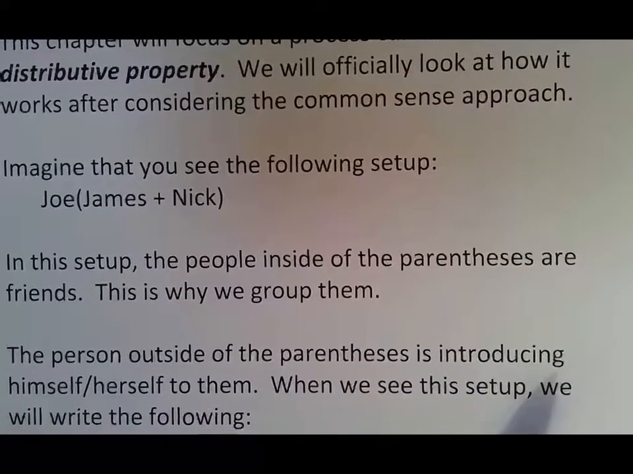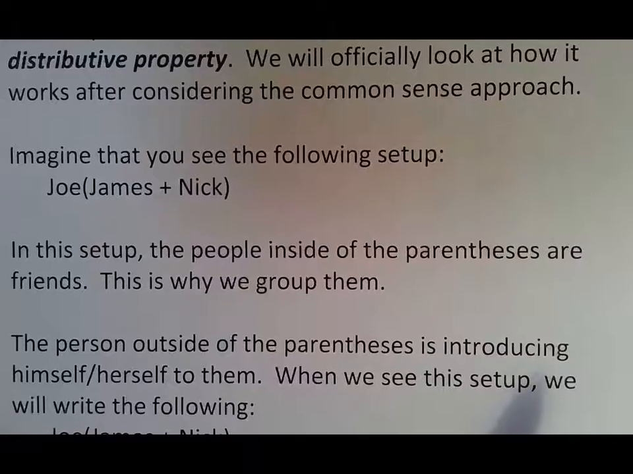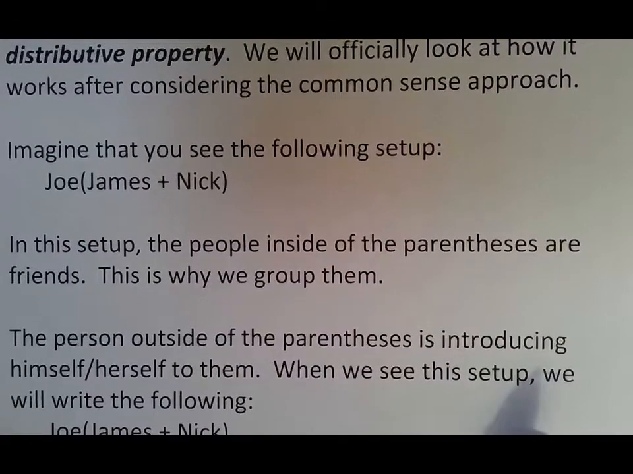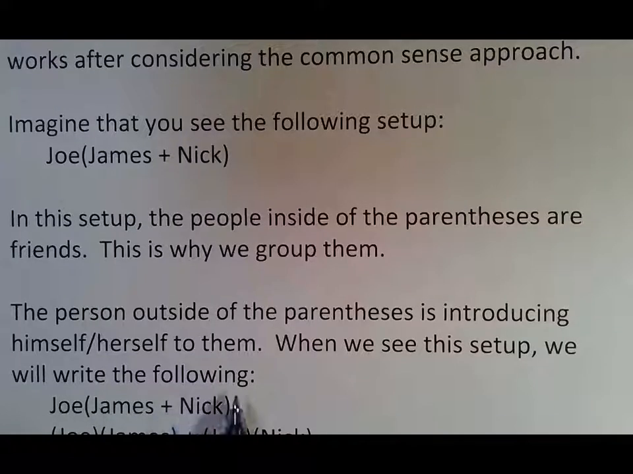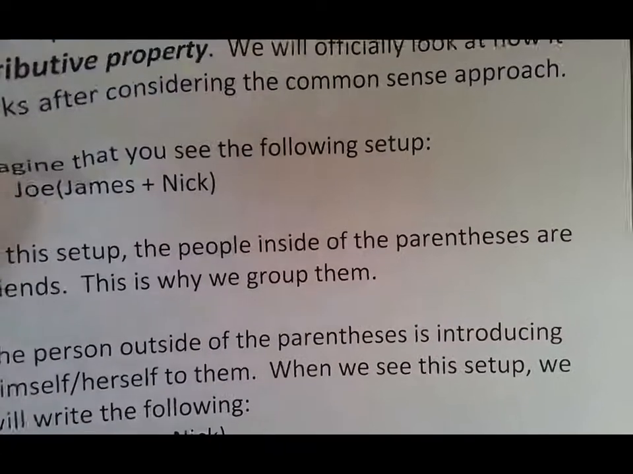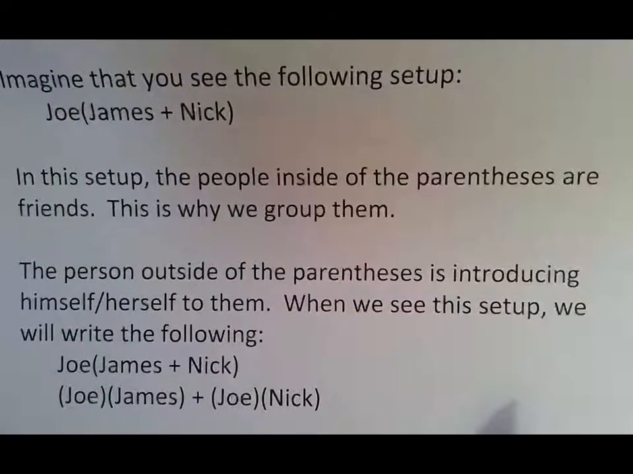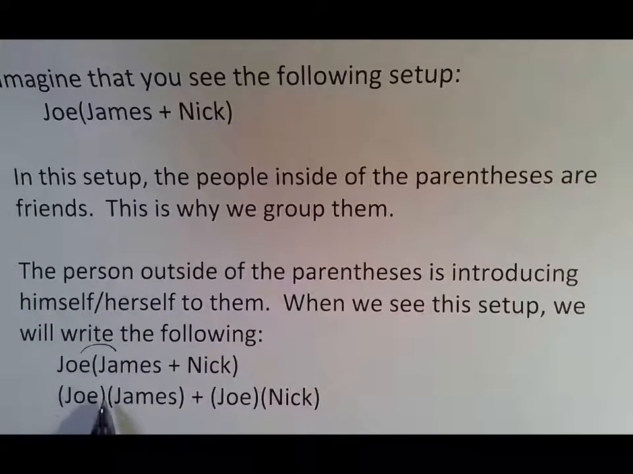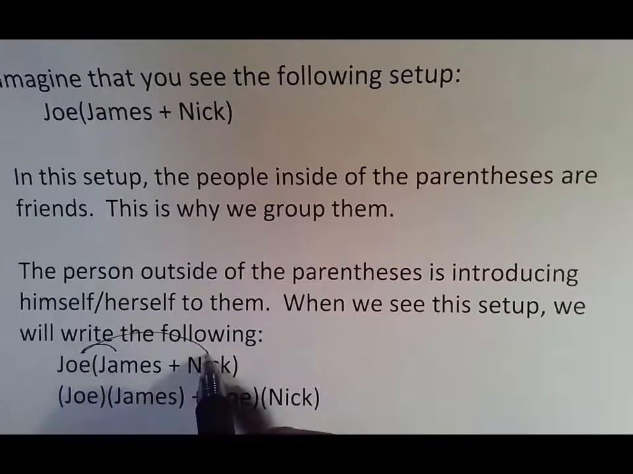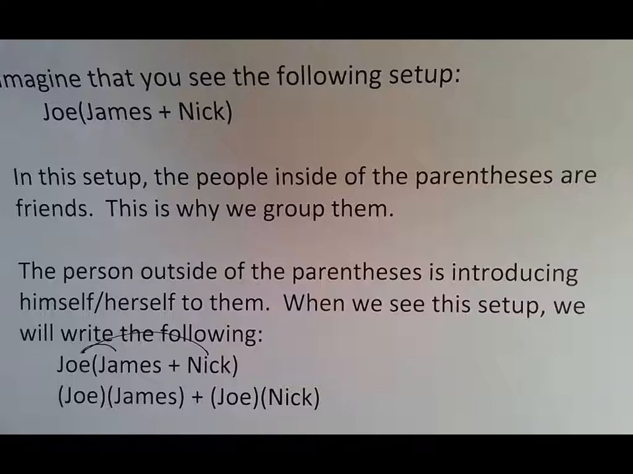The person outside the parentheses is introducing himself or herself to them. So again, James and Nick are on the inside, they're friends. Joe is on the outside, and Joe wants to meet them both. So typically what happens whenever you see someone and they introduce themselves to both people. Joe meets James, which is, this is how we'll write it, parentheses Joe, parentheses James, plus, which means and, Joe meets Nick. And that's that. That's all you have to do.